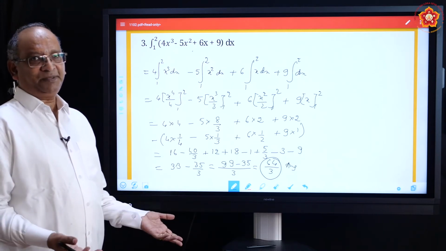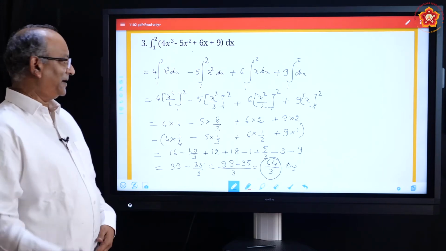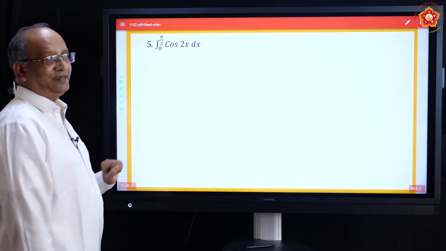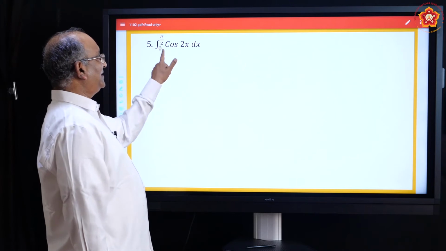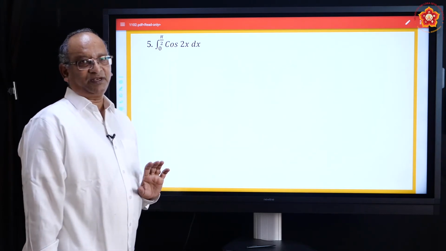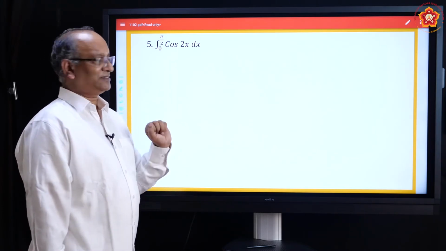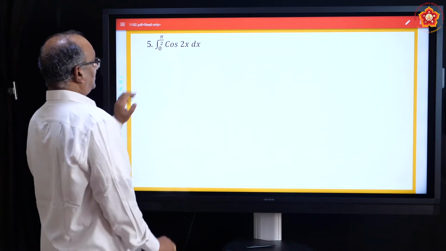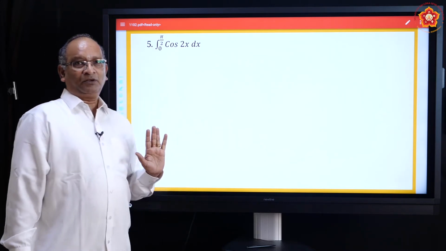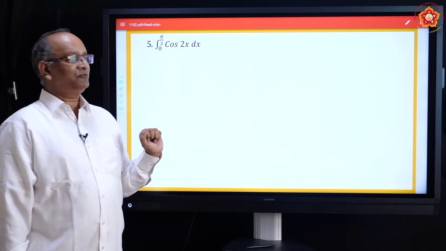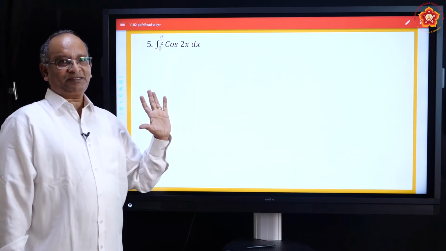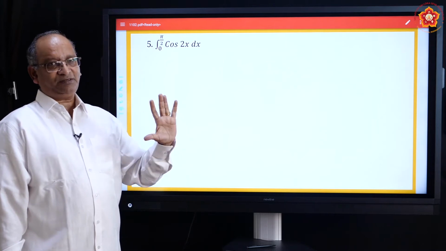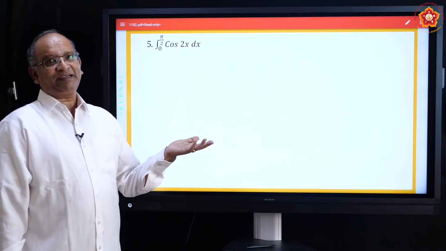Some will be very simple, some will be little complicated. Yes, let us take up the next one. So, what is the function here? A trigonometric function. And what is it? Cos 2x. Okay. So, what is the procedure we follow for solving problem? We will not worry about the limits. We will only take the function and do it as indefinite integral.